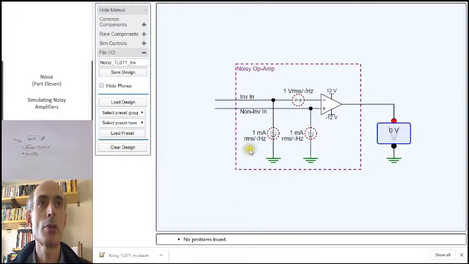We can add the 3 equivalent input noise sources to an ideal noiseless op-amp as well to produce a noisy op-amp model which looks like this. I've just tidied it up here a little bit, put a box around it to indicate that this is all a noise model of a typical op-amp. And then we can combine these circuit elements to produce models of noisy op-amp amplifier circuits.